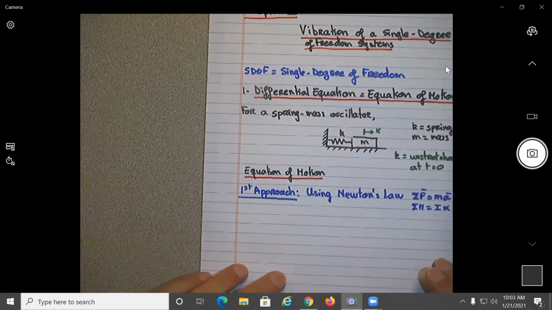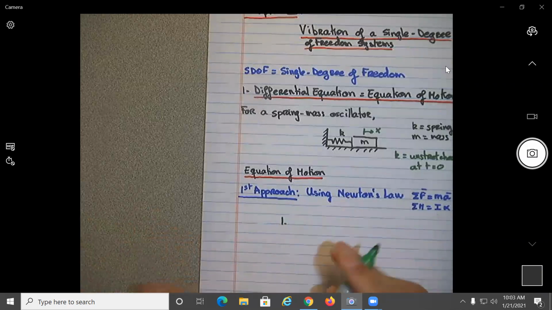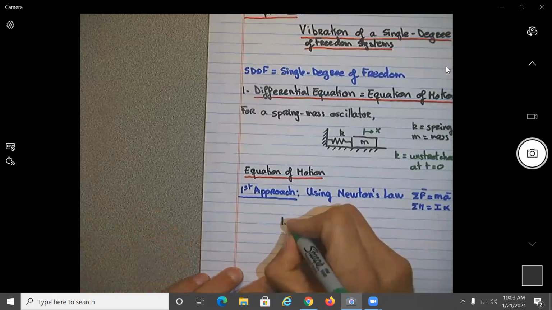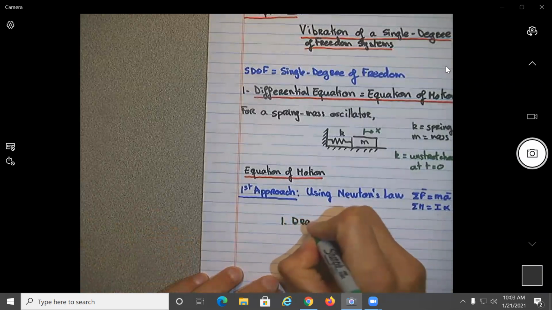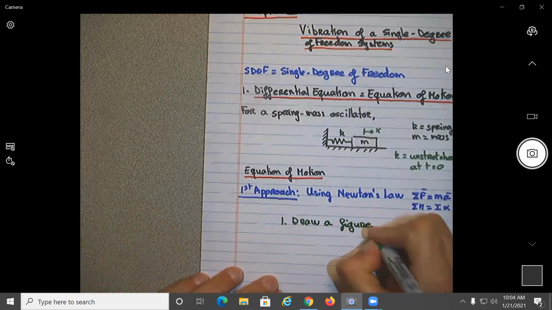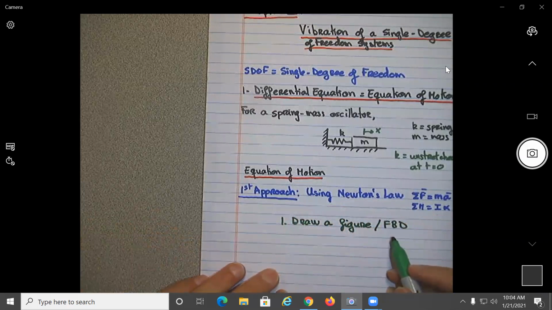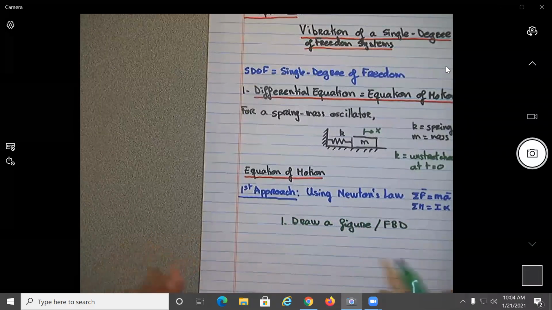So what is the general procedure? Step 1, same as every other class. The most important part is to draw a figure or sketch of the problem. I'm going to call it a free body diagram here, but I don't like to, because a free body diagram relates to statics, not moving. But this is actually moving, so some type of figure, that's the important part.